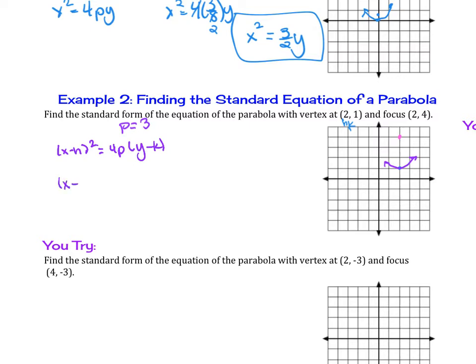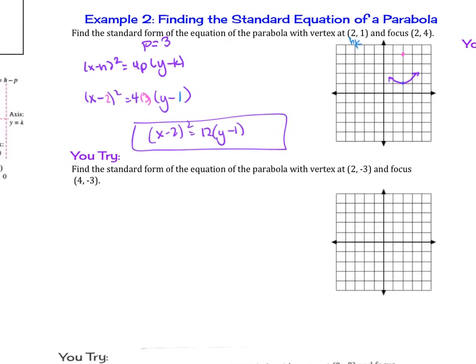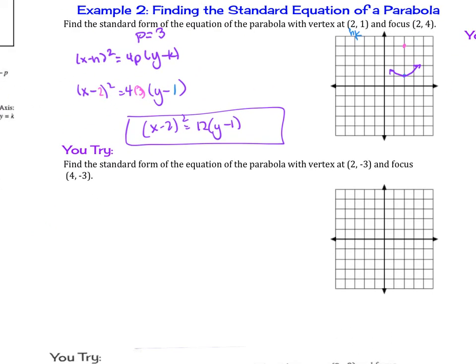So we have x minus our h, which is 2, squared equals 4 times p, which is 3, times y minus k. k is 1, so just the opposite sign there. Then let's simplify just a little bit. So this is going to be (x minus 2) squared equals 12 times (y minus 1), with the parentheses. So there is our equation. Go ahead and try this next example. Find the standard form of the equation of the parabola with vertex at (2, -3), and the focus at (4, -3).